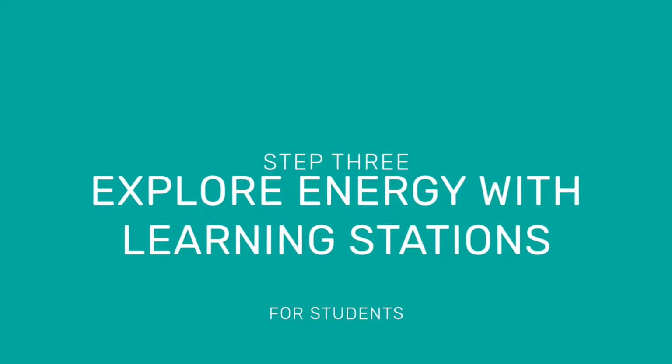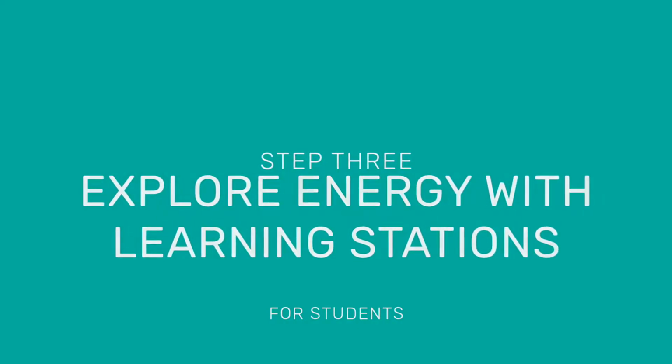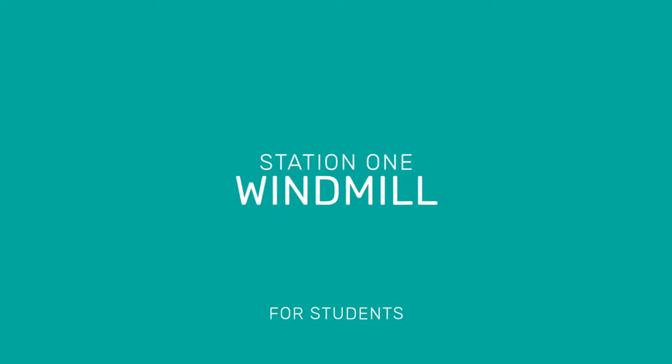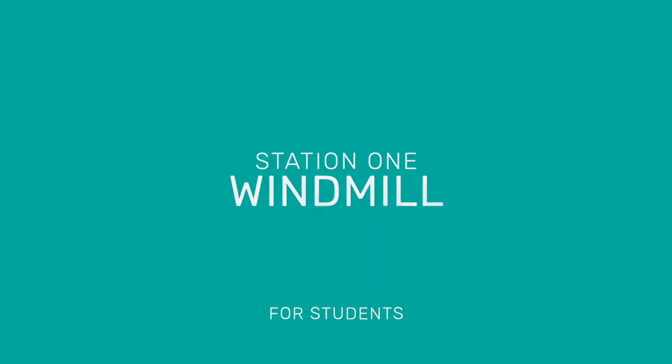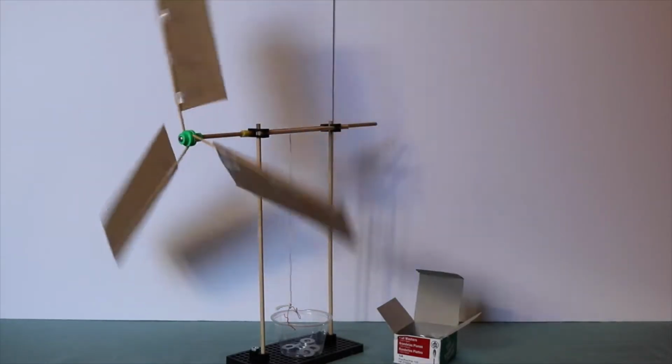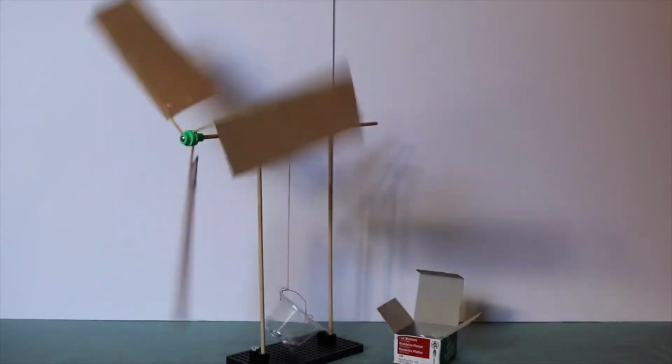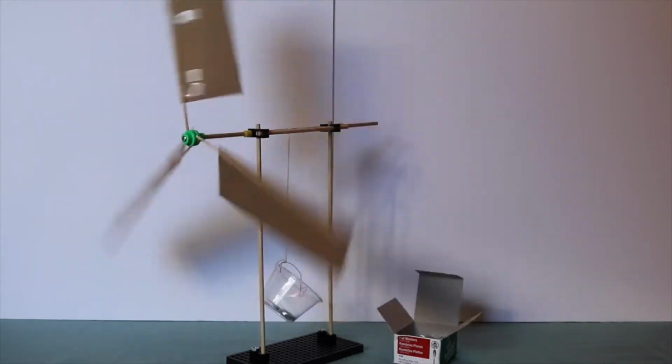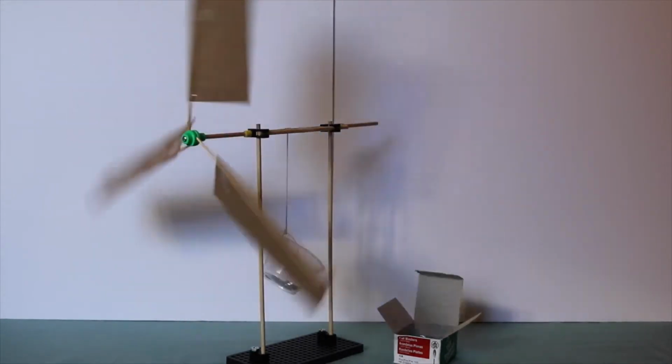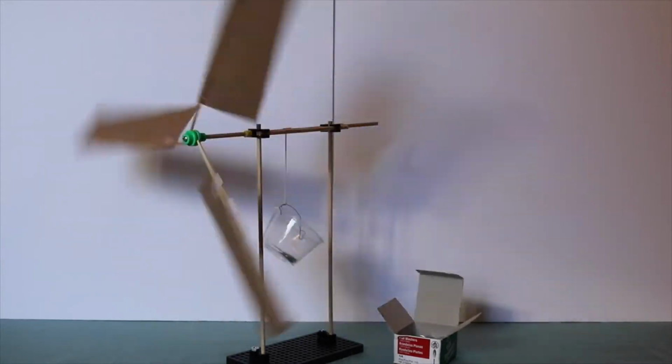Let's start by exploring 3 learning stations. 1. See how many washers you can lift with the windmill. Then create and test your own blades for the windmill using cardboard or plastic. Were you able to lift any more washers than the first type of blades?